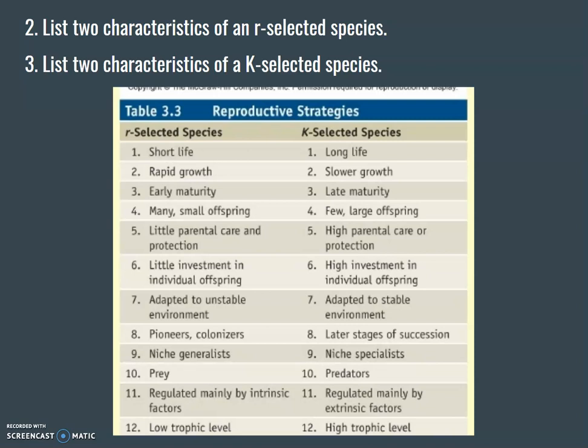K-selected, think of something like elephants or humans or whales. Long life, slower growth, late maturity, few large offspring, high parental care or protection, high investment in individual offspring, adapted to a stable environment. Later stages of succession they come in. They're specialists in terms of what their habitat is. They're often predators. They're regulated by extrinsic factors, and they're high on the trophic level. Again, the 2 that I chose to put down are few large offspring and high parental care.